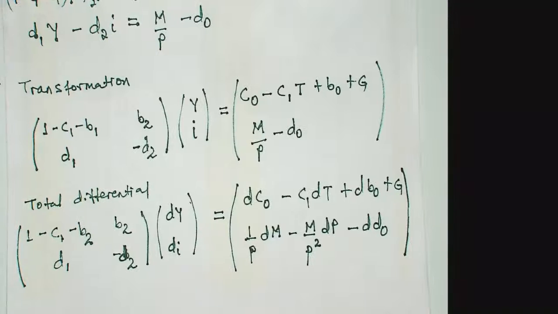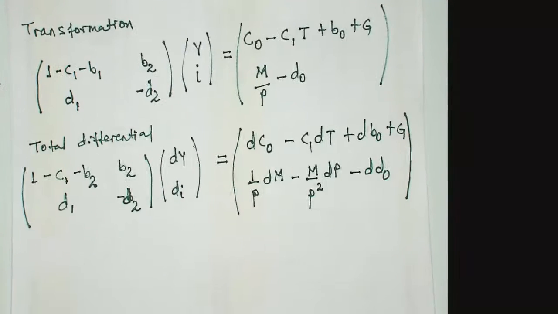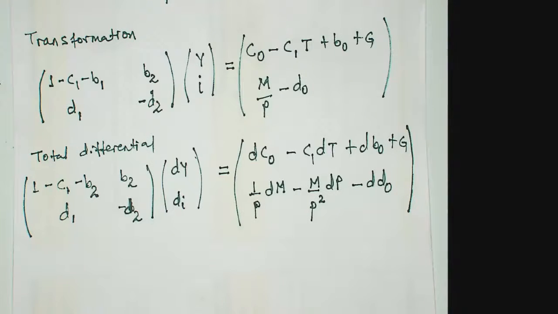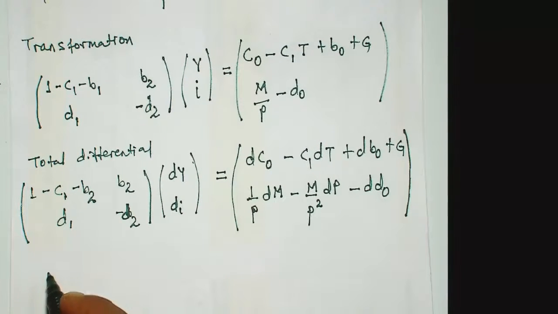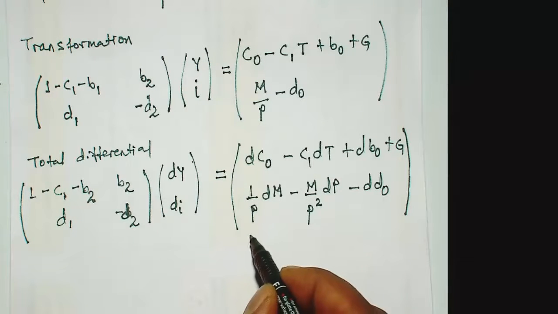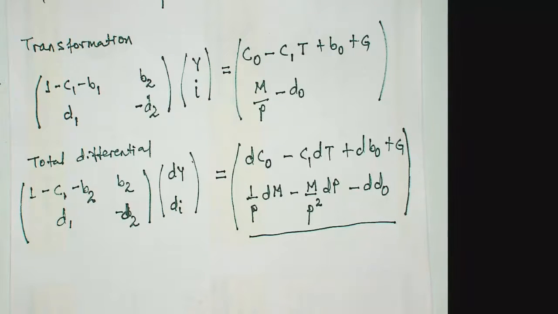So the total differential of our LM curve is looking a bit different, or a bit more complicated, than what we have seen so far. This is actually concerning the product rule in a total differential. So I will just try to derive how we come up with this value for the total differential of our LM curve.